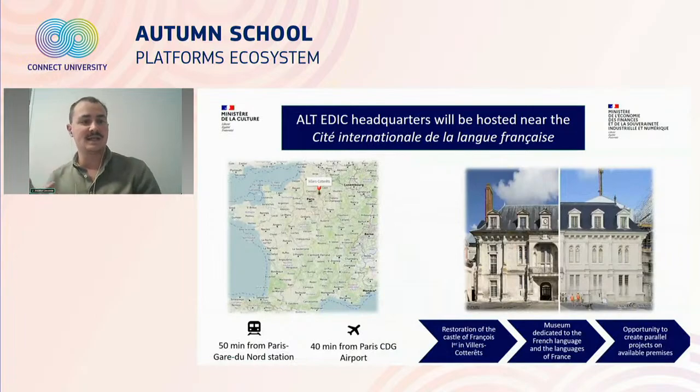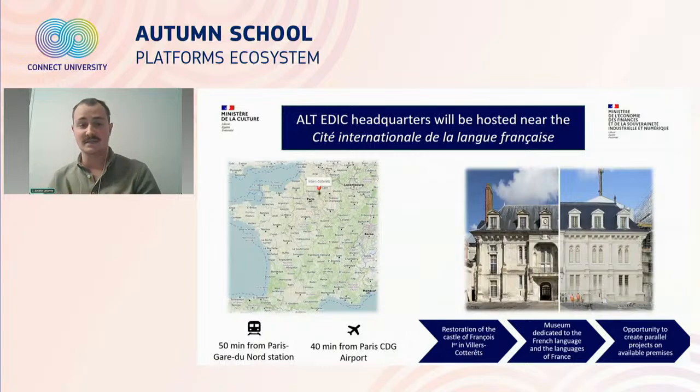Now about the place, the ALT-EDIC headquarters will be hosted near the Cité Internationale de la Langue Française, which will take place in the Renaissance Castle of François Ier in Villers-Cotterêts. Villers-Cotterêts is a city of around 11,000 inhabitants in the north of Paris, so it's very easily accessible by car or by regional trains. Just for the record, Villers-Cotterêts is the city where the famous French novelist Alexandre Dumas was born, and it's also the city of the ordinance of Villers-Cotterêts, which called for the use of French instead of Latin in all legal acts.